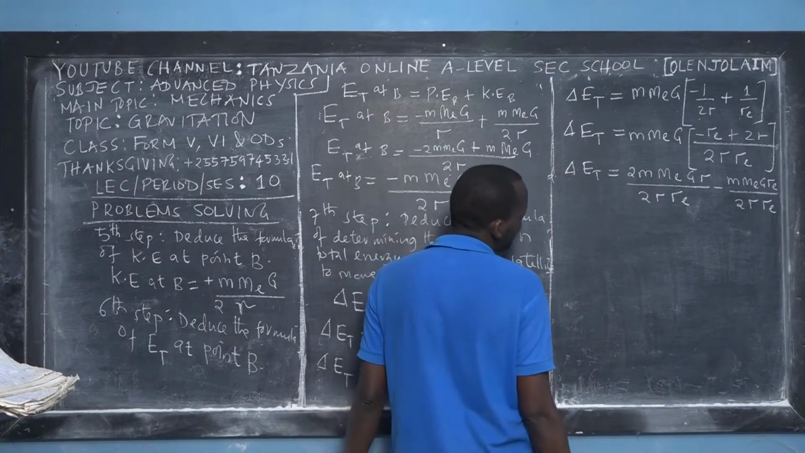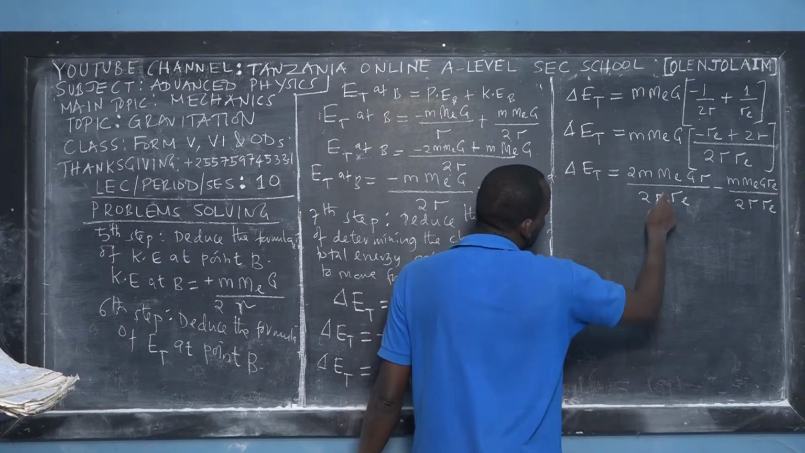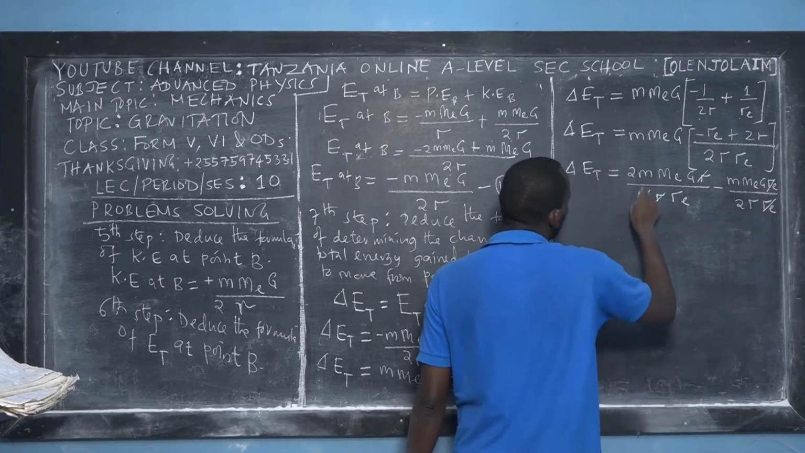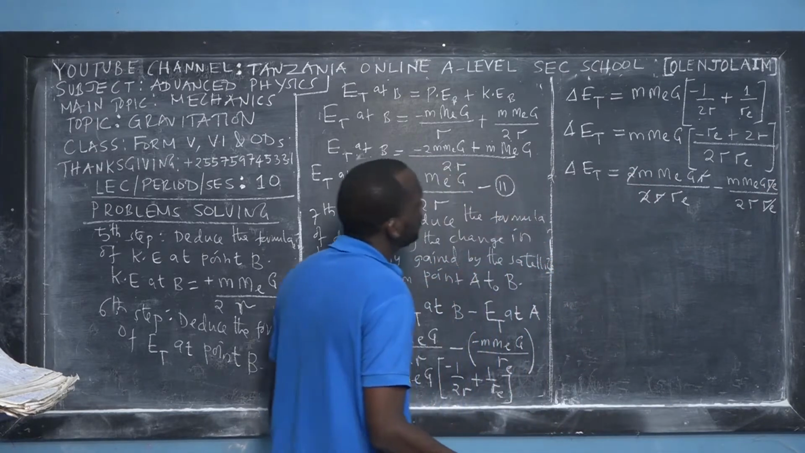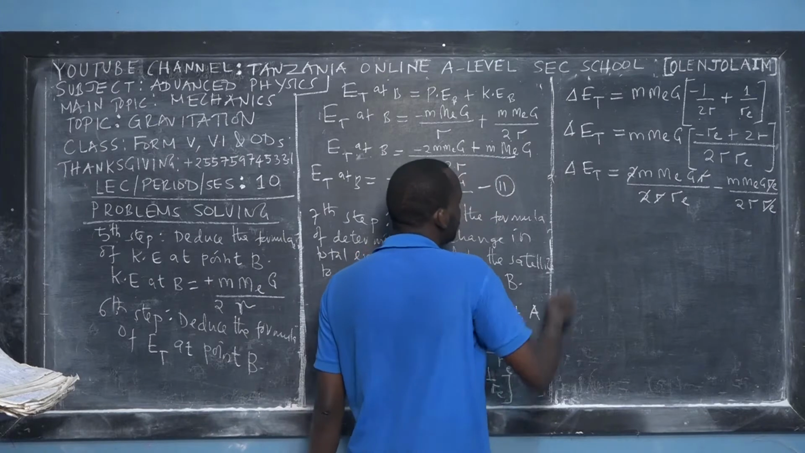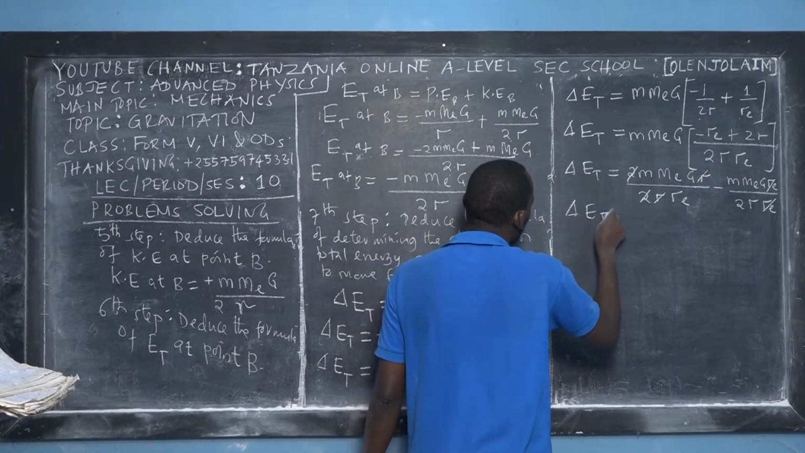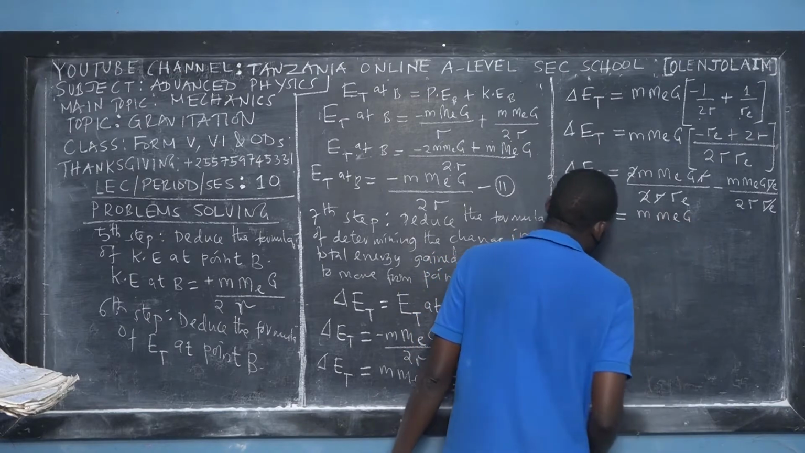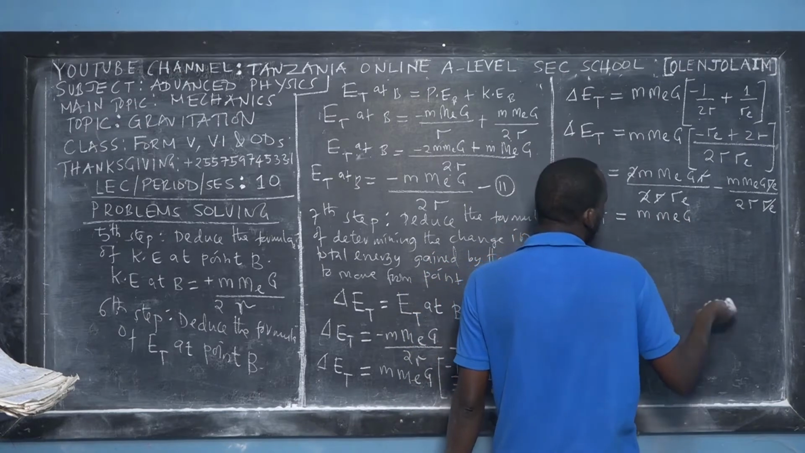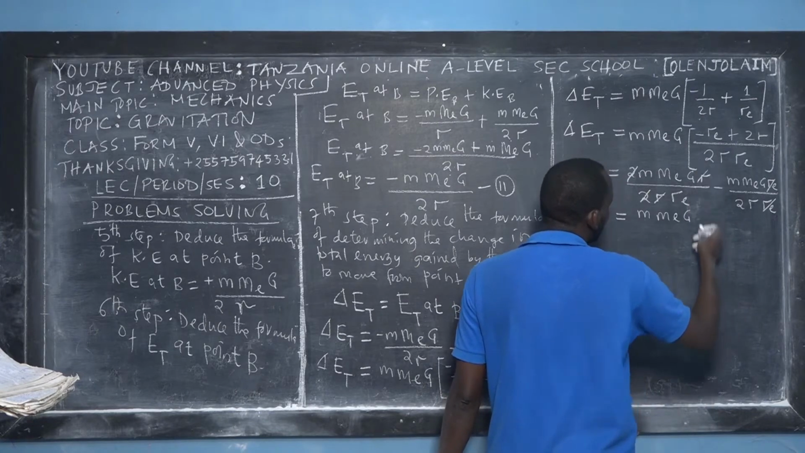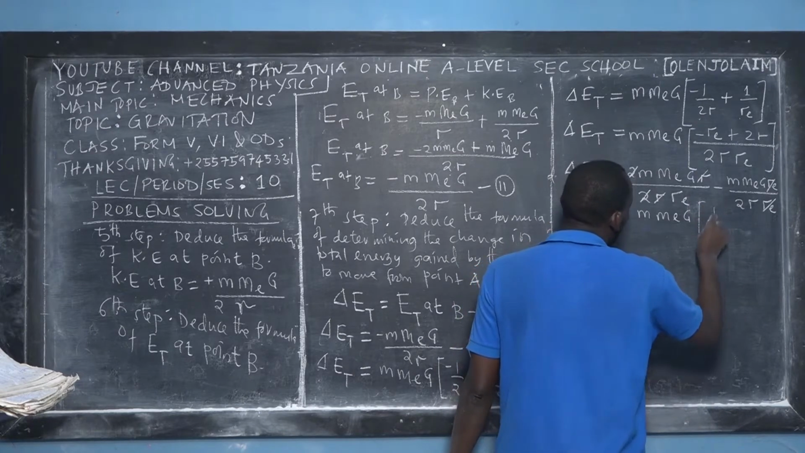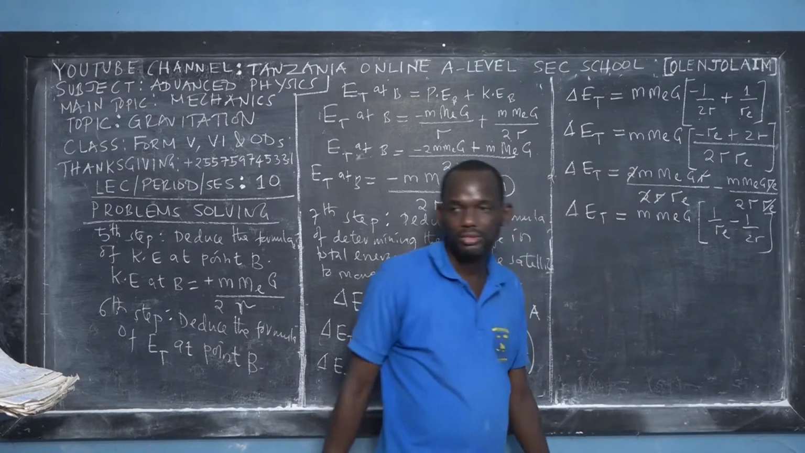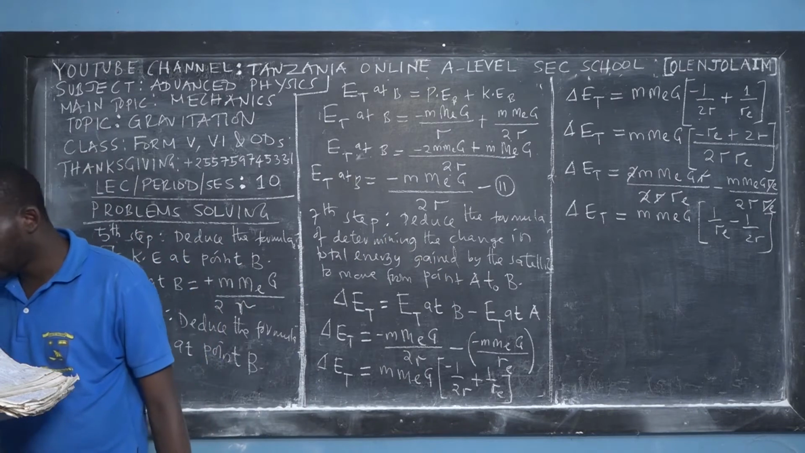Then we can simplify them if you're interested. You can cancel this and this, and this and this. So the change in total energy is equal to the mass of the S times the inverse of the gravitational constant, and that's what we had there: 1 over RE minus 1 over 2R. Okay, if that's the case, the next step.